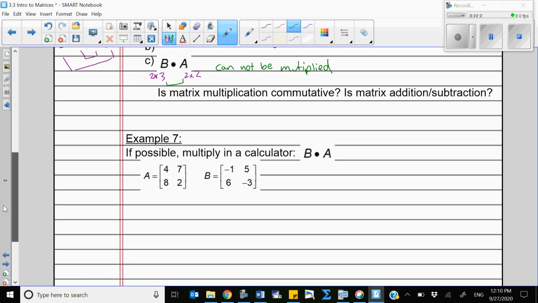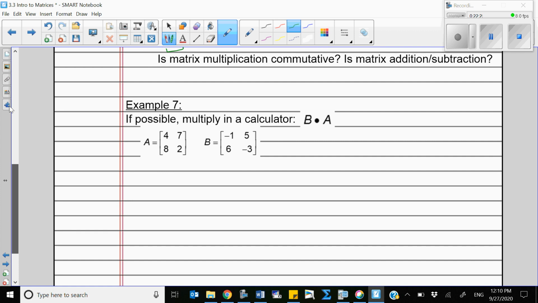Okay, so let's go to the next example. We have two matrices, B and A, and we want to multiply B times A. First of all, let's see if we are able to multiply them or not. B is 2 by 2. What is A? That's also 2 by 2. So I'm going to write that here.